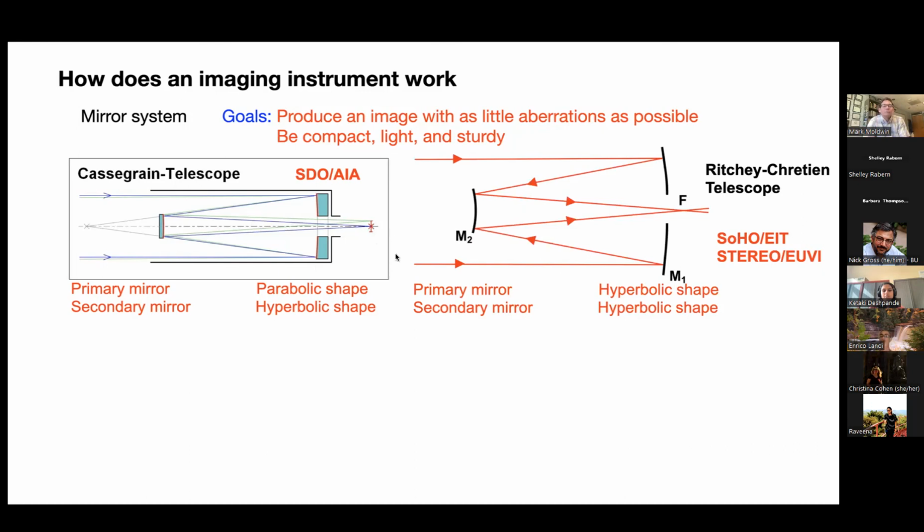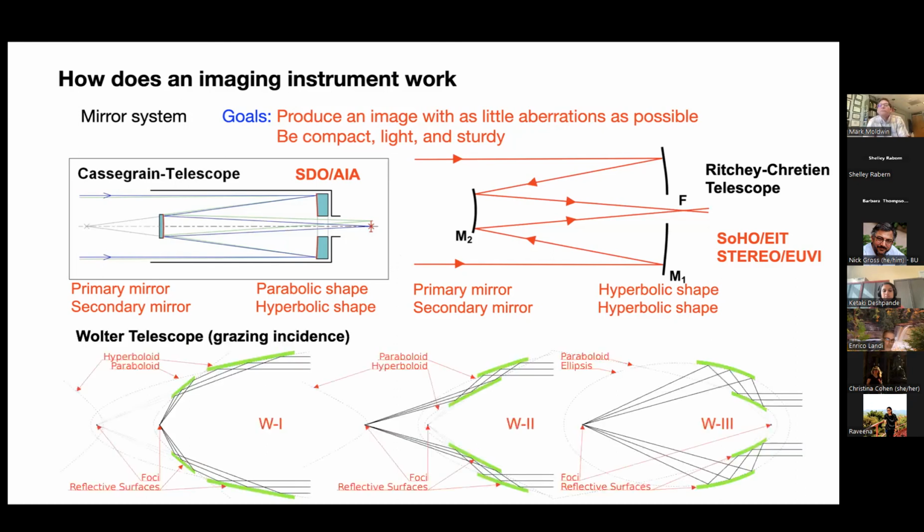If you want to go into the X-rays, and we will briefly hint at some X-ray observations today, you need to go into grazing incidence because normal incidence doesn't really have very much reflectivity. And so you have several different types of design. The most popular of which is the Wolter telescope.